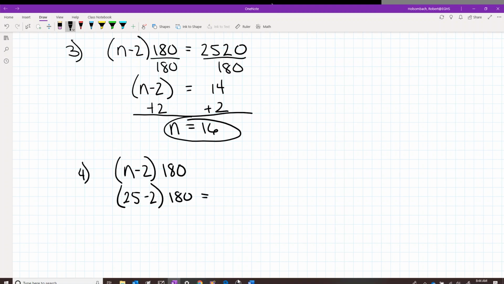So 23 times 180 is 4140. 4140 is the sum of the angles for a shape with 25 sides and 25 angles. So if you divide that by 25, it'll give you each angle measure. And that's 165.6.